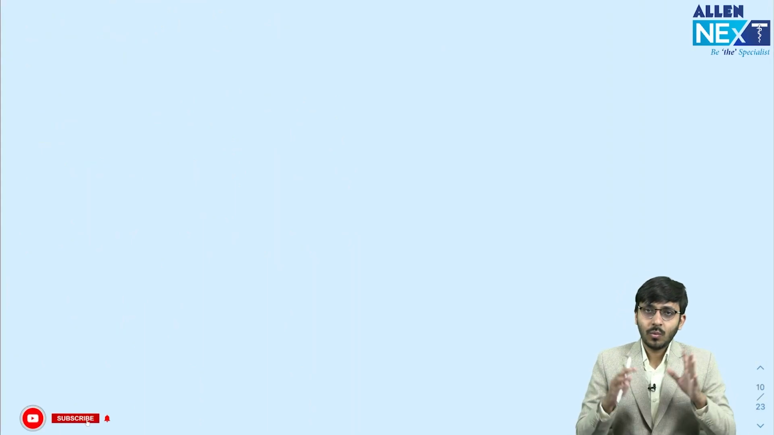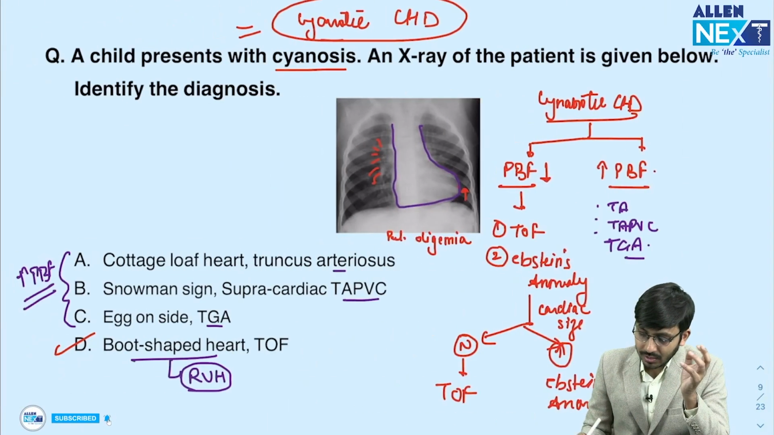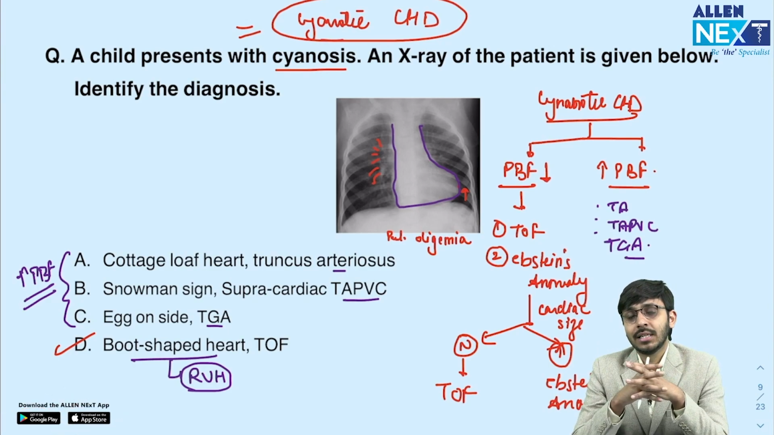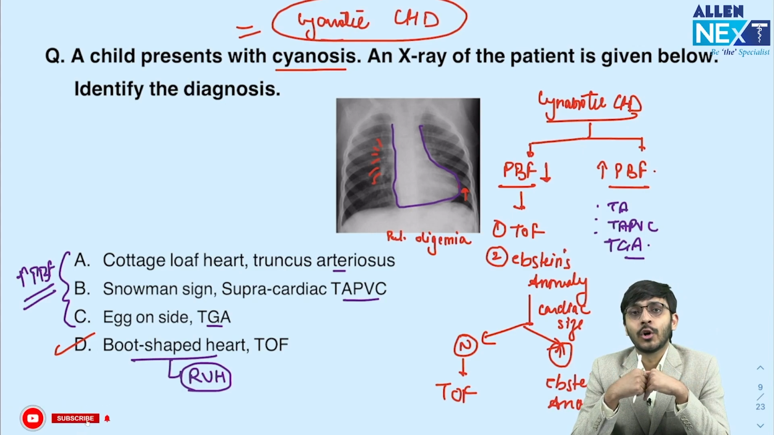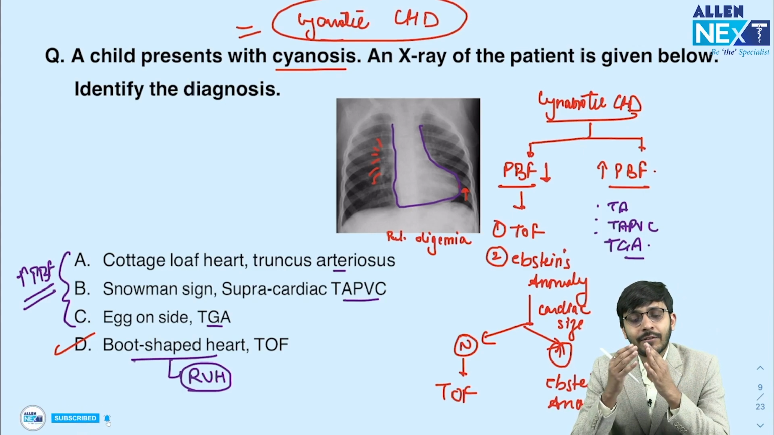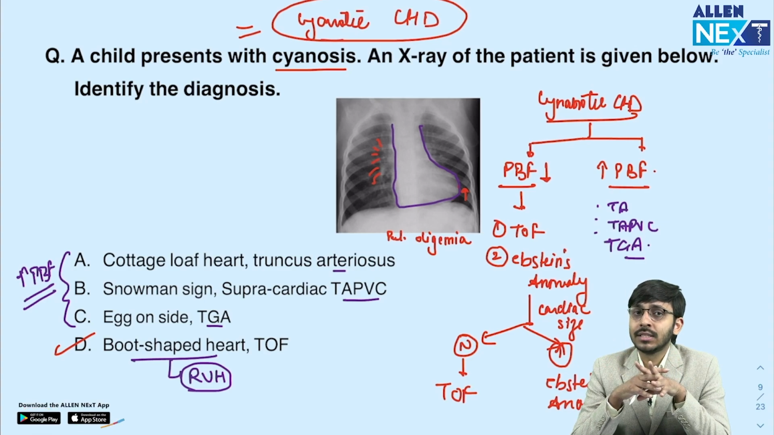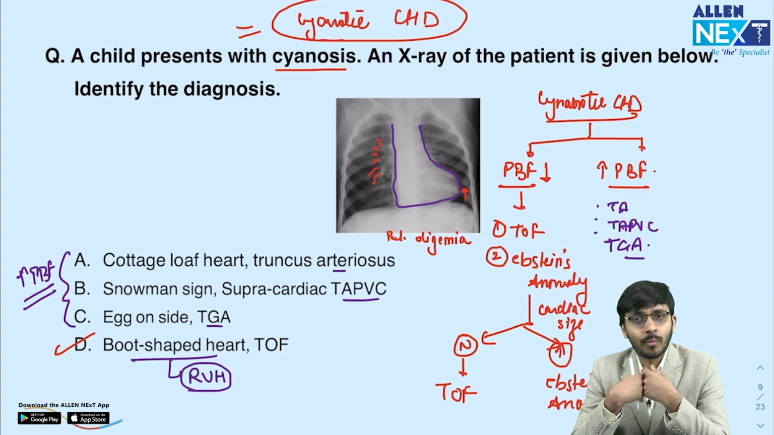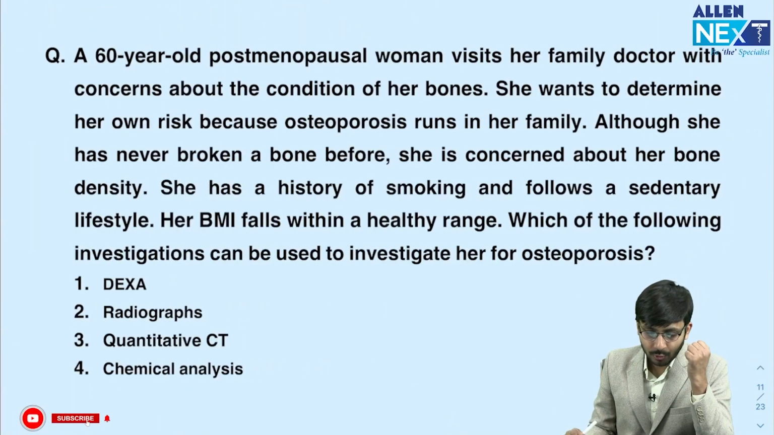Okay. So what is the algorithm that we mentioned? First, in a cyanotic congenital heart disease, you look at the lung fields. If there is reduced pulmonary blood flow, there are two options, TOF and Epstein's anomaly. If the heart size is normal, the answer is TOF. If the heart size is increased, the answer is Epstein's anomaly. Okay, let's move on to the next question.